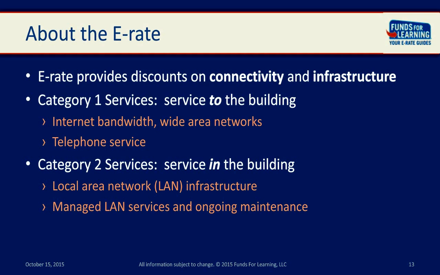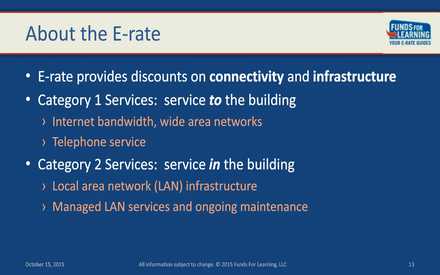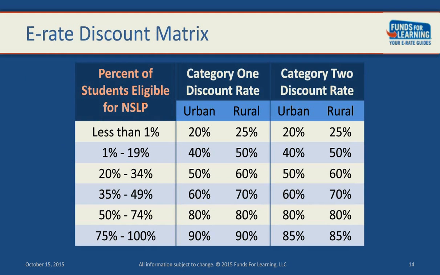So it's sort of a complete connectivity and infrastructure picture. You have your incoming bandwidth connections to get you connected to the world, and then inside the building you have robust local area network connectivity to efficiently utilize those connectivity services. Now, the amount of discount that you receive on these purchases depends on what type of service you're purchasing and the percentage of students in your school that qualify to receive free and reduced price school lunches through the National School Lunch Program that's administered by the USDA.